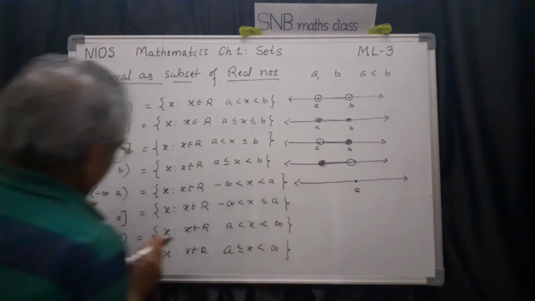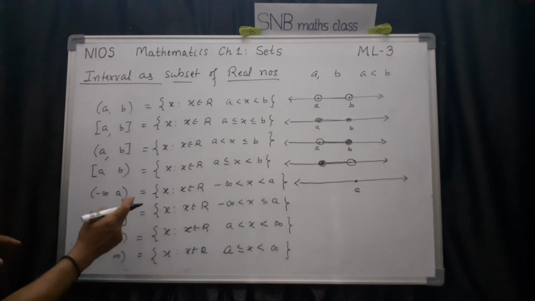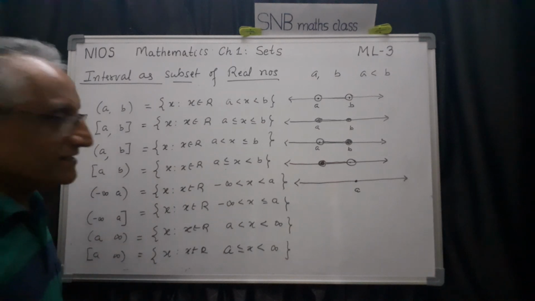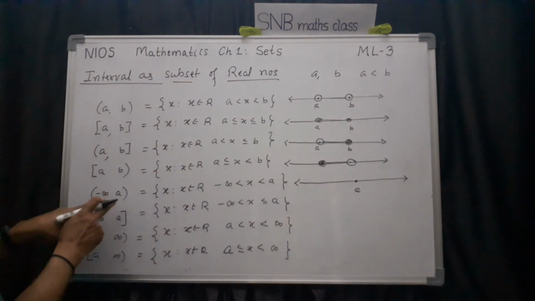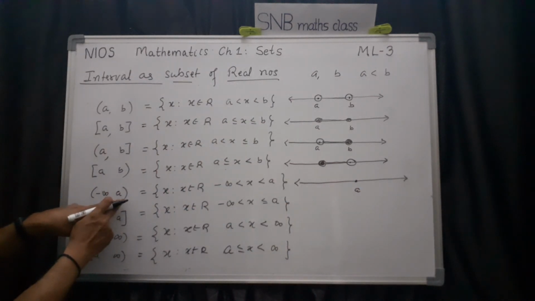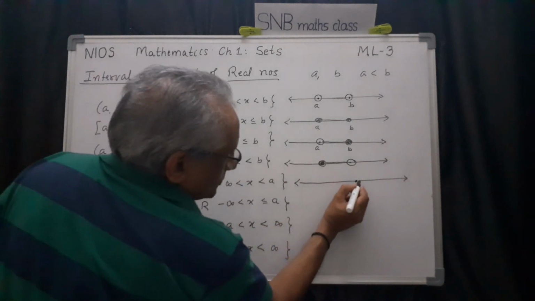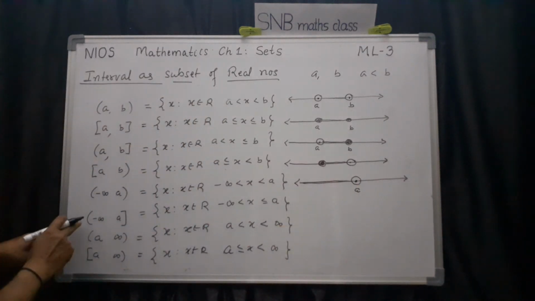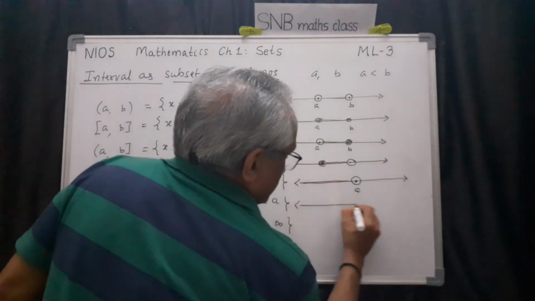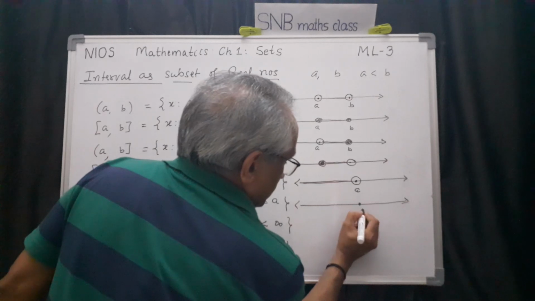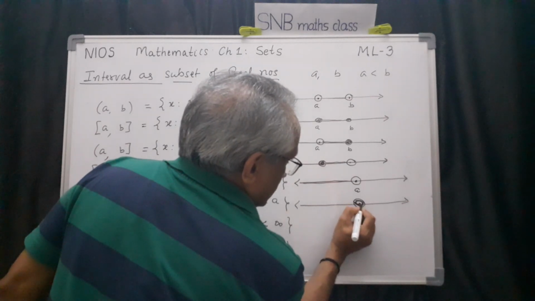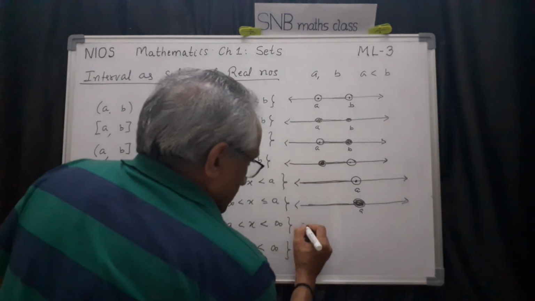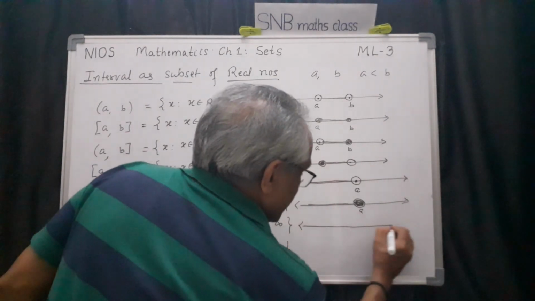Even if you don't write this, it is okay. x less than A also means up to minus infinity. But I have to see whether it is open or closed. It is open. Open means blank circle, then this side you have to thicken it. Similarly here, same thing, A, then you have to fill the circle, then this side. Same thing here, this I can leave actually.